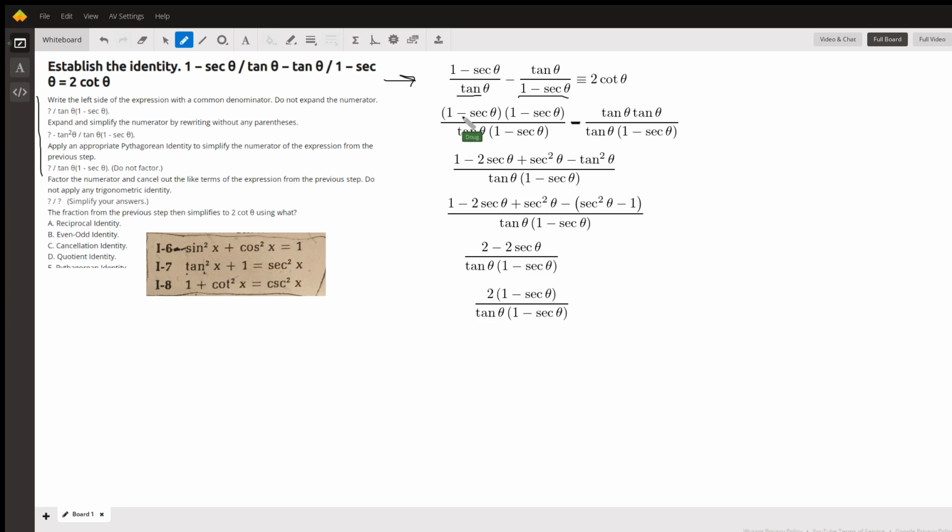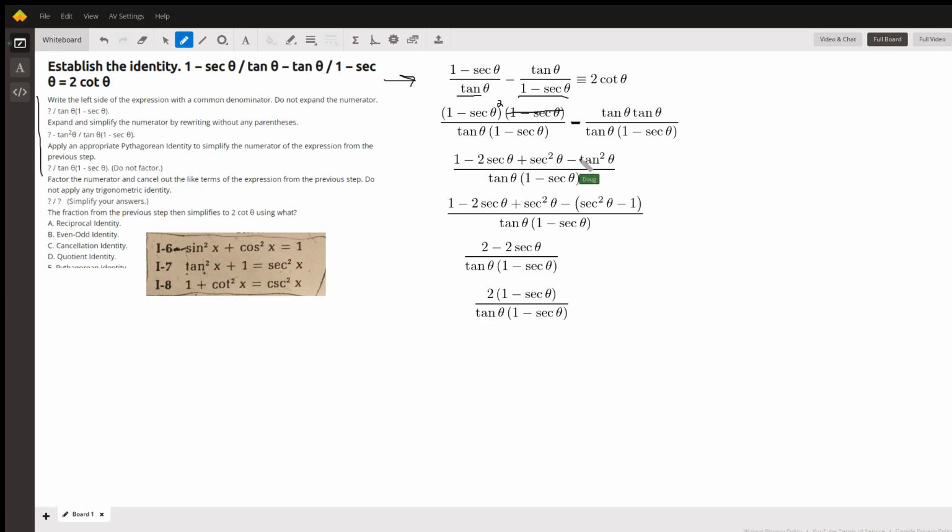And we're going to do the subtraction to form one fraction. While we're at it, let's multiply 1 minus secant theta. We could have written this as the quantity squared. But squaring that binomial gives us 1 minus 2 secant theta plus secant squared theta. And then minus tangent theta times tangent theta is tangent squared theta. At this point, we're told to use a Pythagorean identity to simplify the expression.